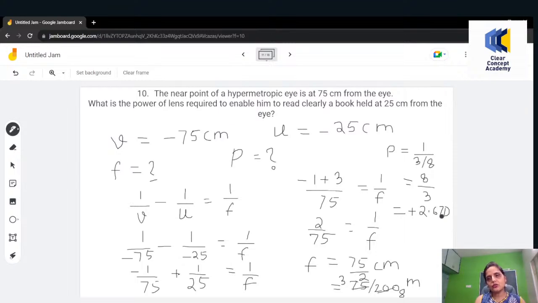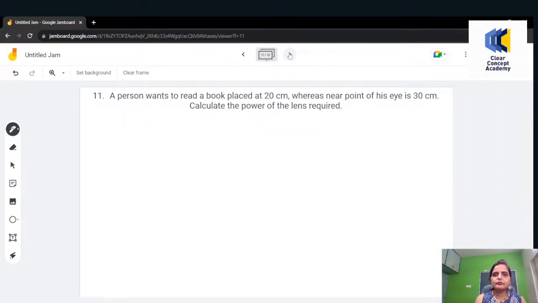Therefore, the power of the lens has to be positive. Let's move on to the next question. A person wants to read a book placed at 20 centimeters. So here they have directly given you the object distance, U. The object is always kept to the left of the eye or left of the lens, so it has to be negative. They have given you the shifted near point, which is at 30 centimeter in front of the lens or eye, or to the left of the lens. Therefore, it is minus 30 centimeter.